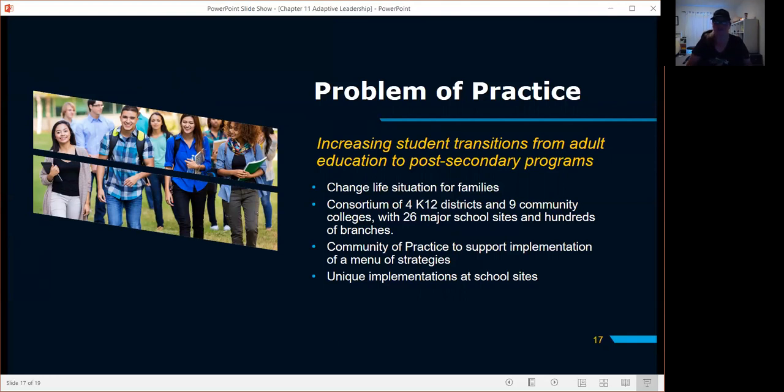The program that I work in right now is a consortium. We have 5 K-12 school districts with adult ed programs, and then we have 9 community colleges. They're spread out among 26 major school sites and hundreds of branch locations throughout the community.